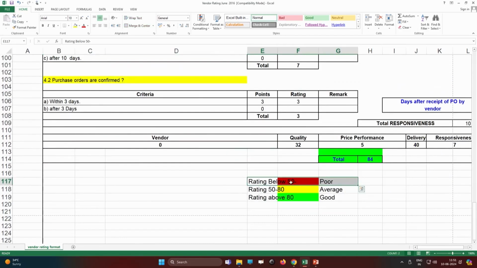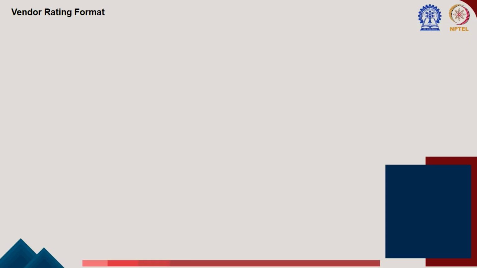If it is less than 50, you will say poor. If it is 50 to 80, average. Anything more than 80 means good, right? So this is one format for how you can go for the vendor rating. In the same way, you can develop the vendor rating as per your industry requirement, right?